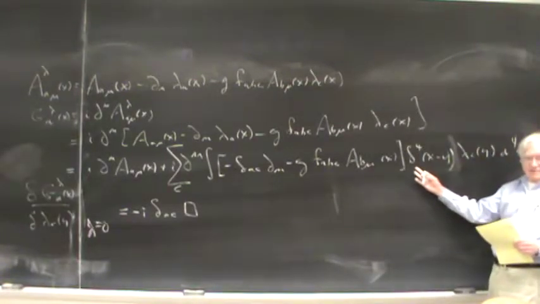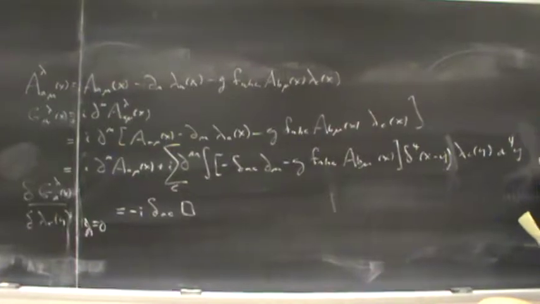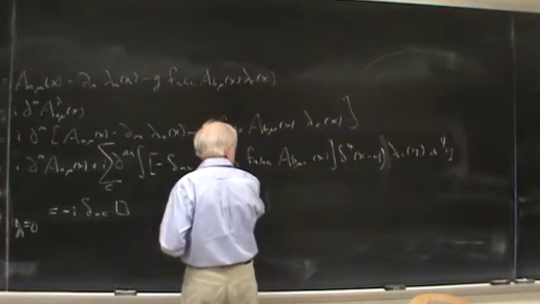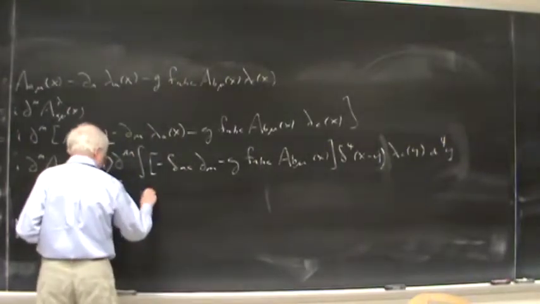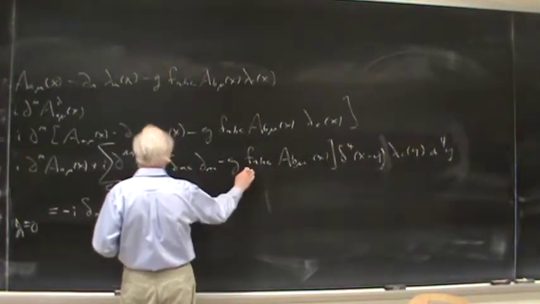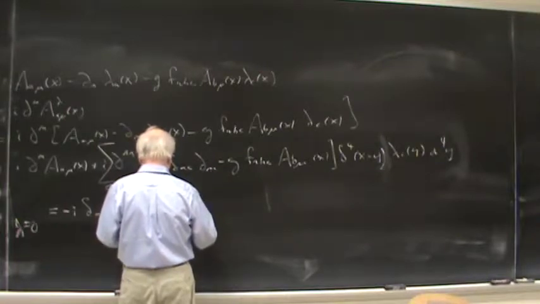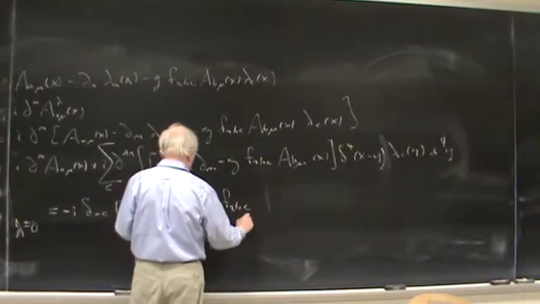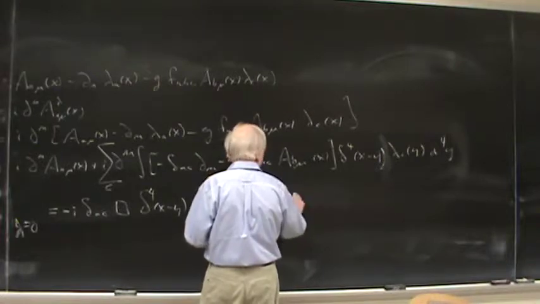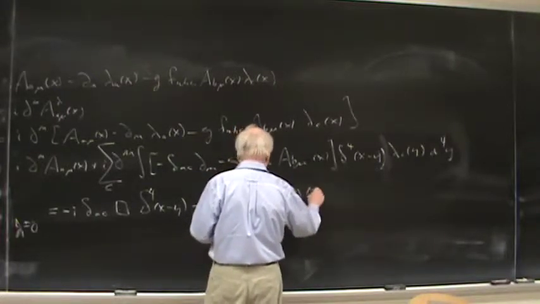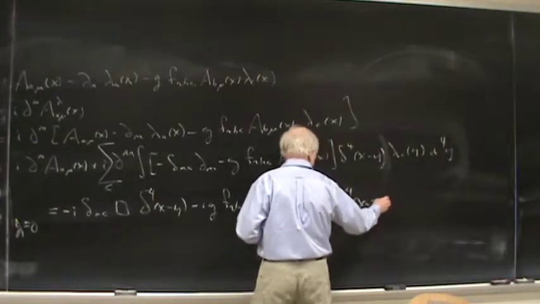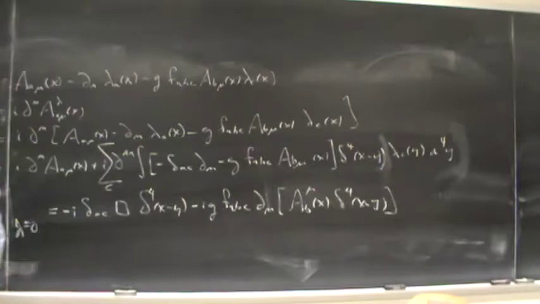Okay, so sorry, I have to move the parenthesis twice from here to here. It's really there. And so this box is acting on delta. And then what we have left is this part here, and this is minus IG FABC, and now I guess I lowered this derivative and raised that one, so I have A B mu of X delta 4 of X minus Y. All right, so that's what the variational derivative is.